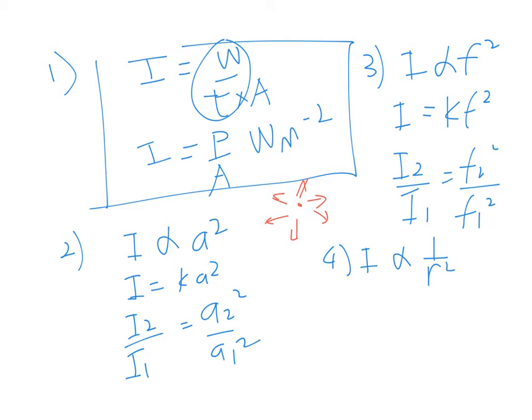Okay. So finally, you will get intensity equals to K over r squared, or I2 over I1 equals to R1 squared over R2 squared. So this is an inverse relationship. So it's 2 over 1 equals to 1 over 2. Alright, so you can use either of these to solve.